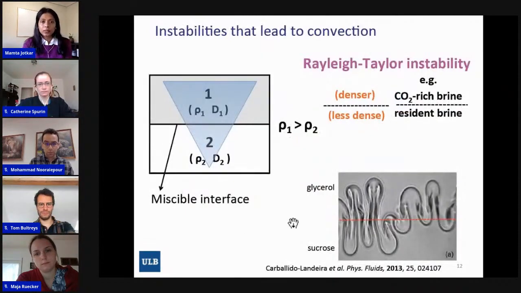To understand the instabilities that lead to convection, let us first consider this isothermal system where the two phases are separated by a miscible interface. When the top phase is denser than the bottom one, it gives rise to the classical Rayleigh-Taylor instability, which typically looks like this and is similar to what is observed in CO2 sequestration.